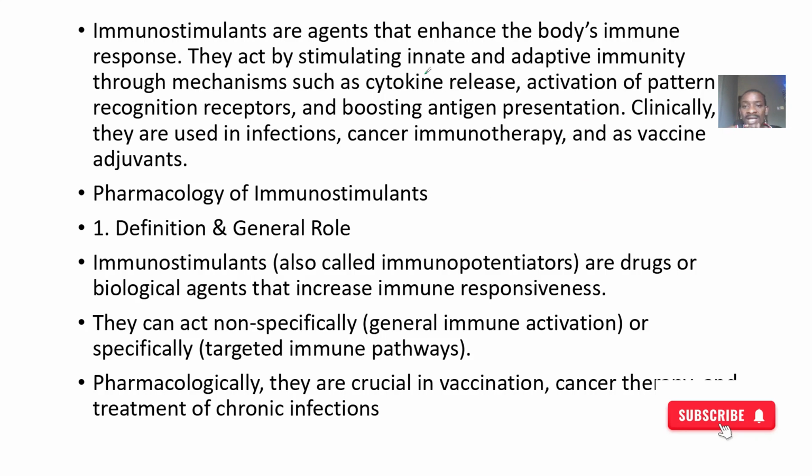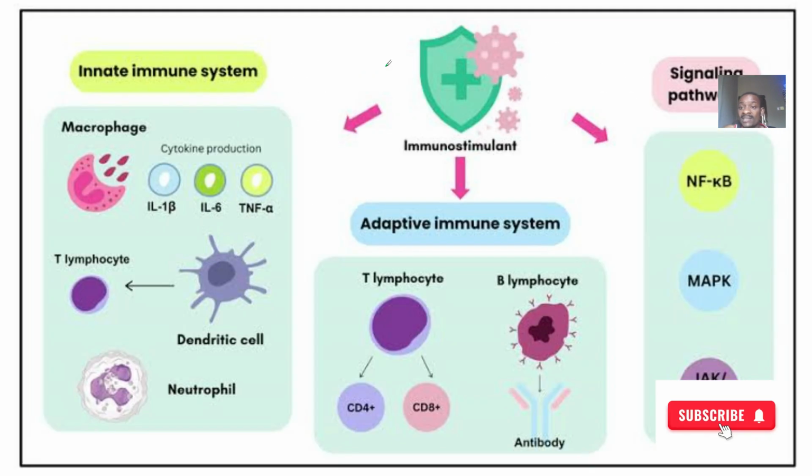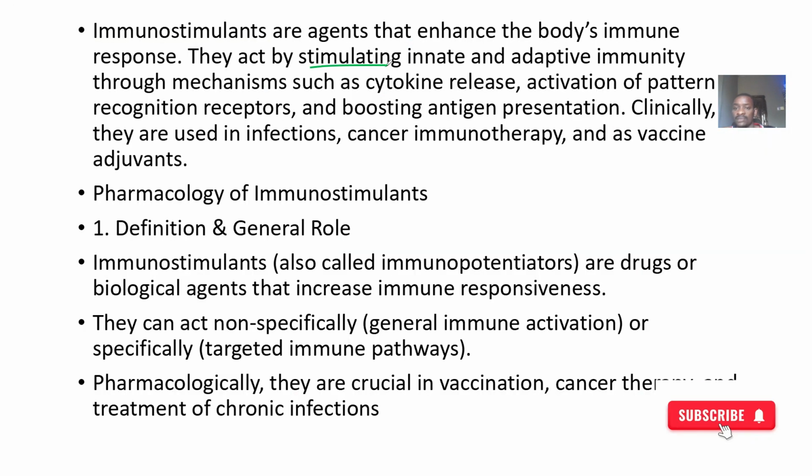So just so you know, there are agents that enhance the body's immune system. Now they act by stimulating innate immunity and also the adaptive immunity. Everything you see here. You understand? So they do this through different mechanisms like cytokine release, activation of pattern recognition receptors, boosting antigen presentation.